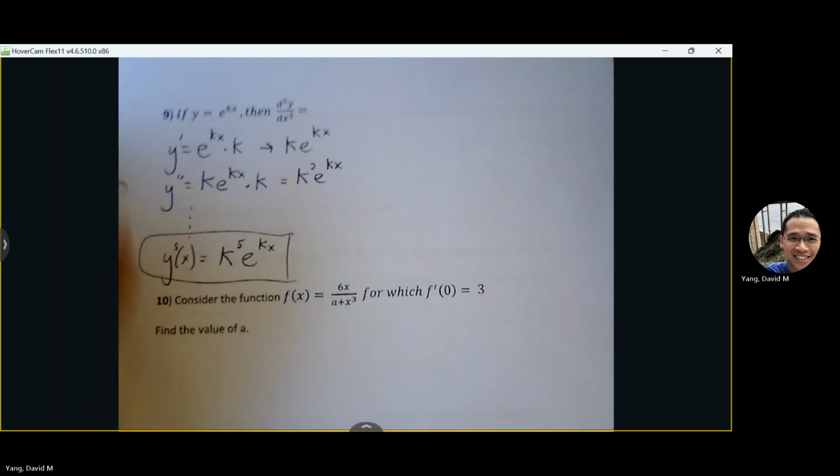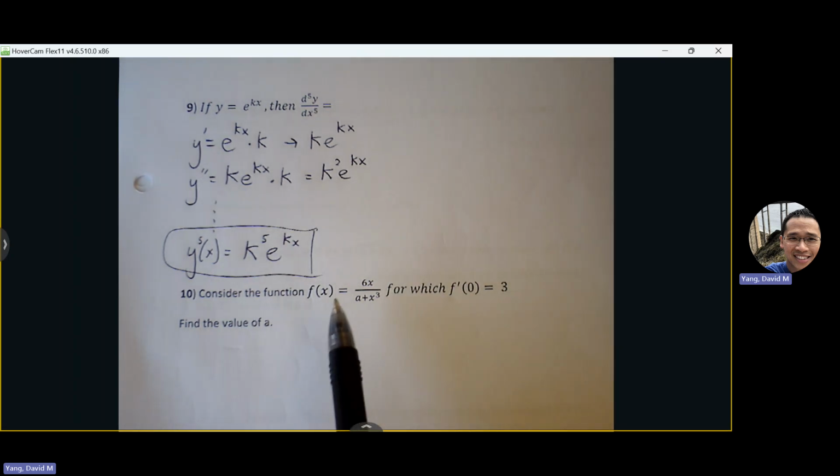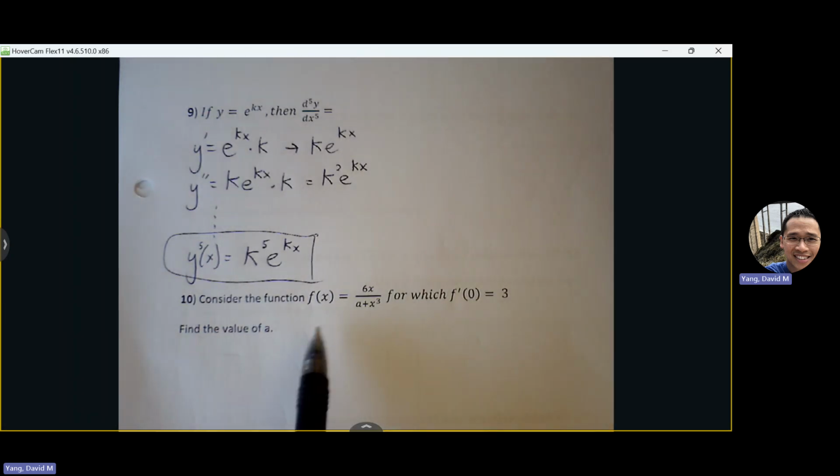Okay. Next up, number 10. Consider the function f of x equals 6x over a plus x cubed, for which f prime of 0 equals 3. Find the value of a. So we're going to find f prime. After we find the derivative, we'll replace every x with 0. We'll replace the slope with 3, and then we should be able to solve for a.